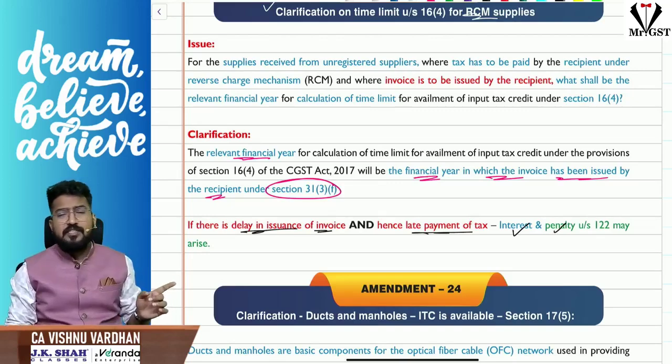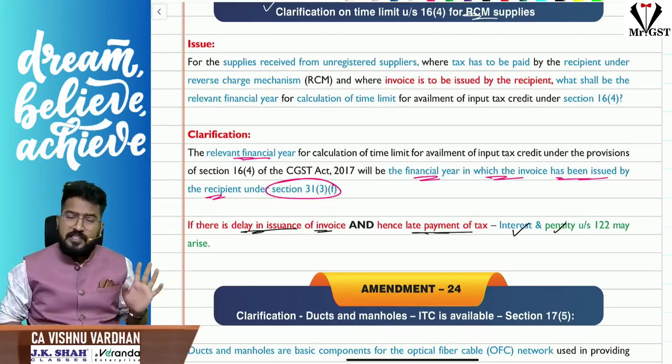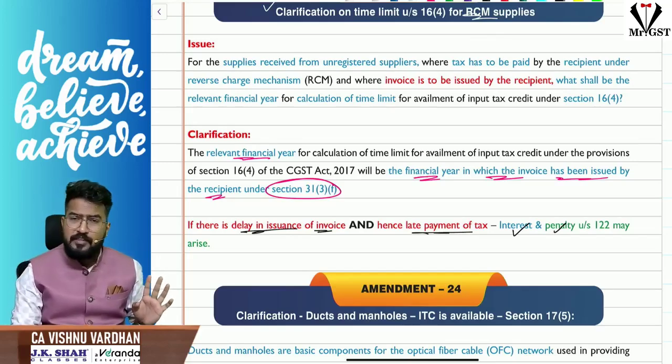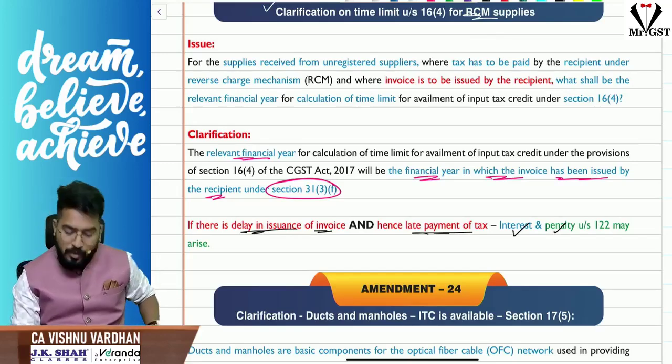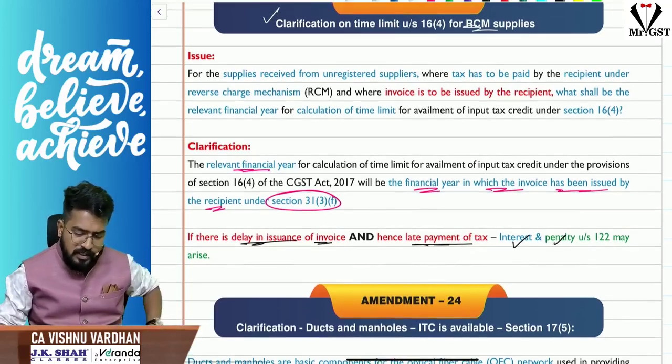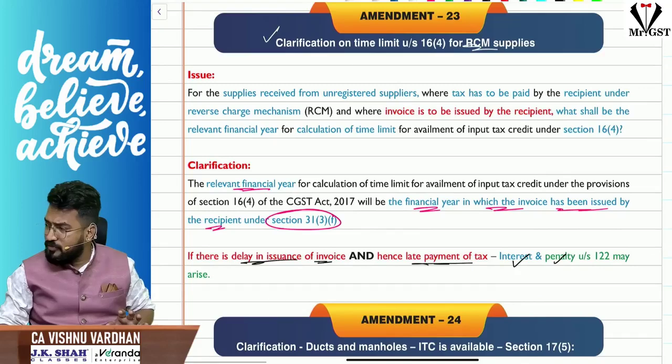If you are not raising the tax invoice according to the time limits in Section 31, then because of that late payment of tax happens, and because of that you should pay interest on the tax as well as you are subjected to penalty, right? So that is the concept, right? That is what this clarification is all about.